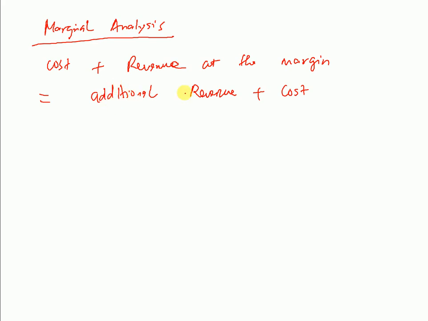Now, for the additional item, we also have the additional cost for making that item and the additional revenue for making that item. So the additional revenue and the additional cost, we call the cost at the margin and the revenue at the margin. That means the cost at the margin is the cost for making one more item, and the revenue at the margin is the money that we get for selling one additional item. Now take a look at this example. Hopefully it will make sense.